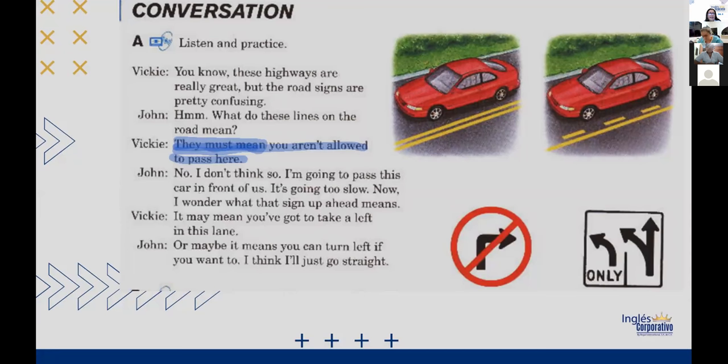No, I don't think so. I'm going to pass this car in front of us. It's going too slow. Now, I wonder what that sign up ahead means. Maybe it's a possibility. It may mean an obligation: you've got to take a left in this lane. Or maybe it's a possibility. Maybe it means you can turn left. It's a permission. You can turn left if you want to. I think I'll just go straight.